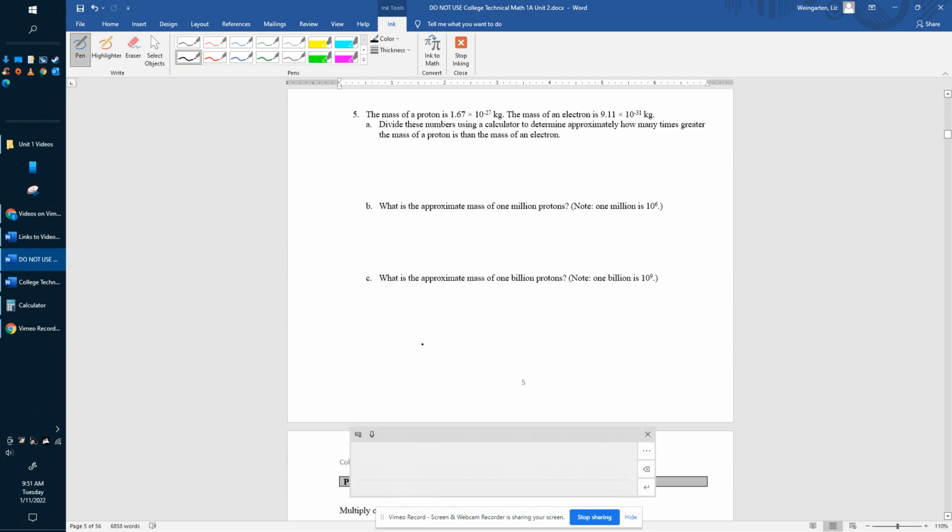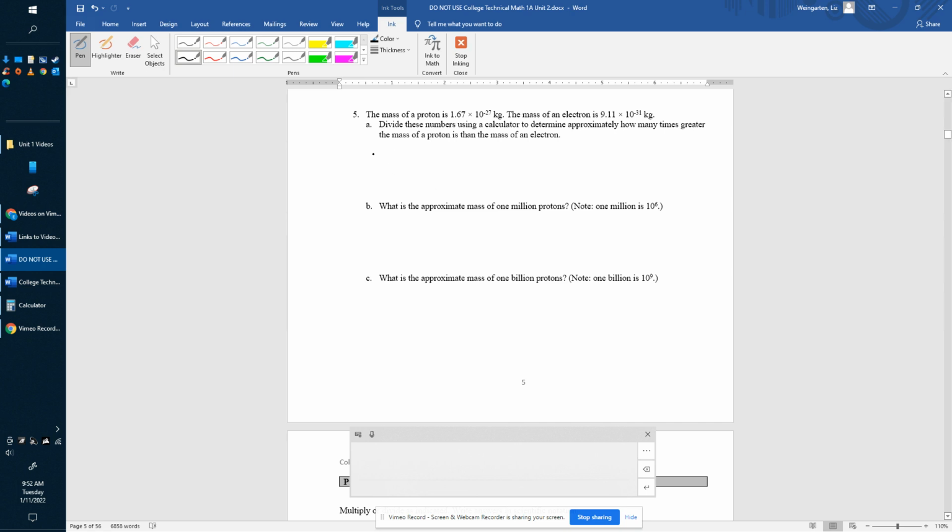Couple of word problems here. The mass of a proton is 1.67 times 10 to the negative 27th kilograms. The mass of an electron is 9.11 times 10 to the negative 31 kilograms. So part A says to divide these numbers using a calculator to determine approximately how many times greater the mass of a proton is than the mass of an electron.